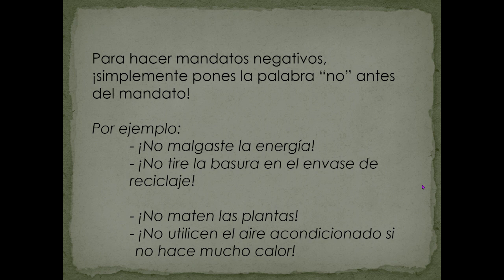Para formar mandatos negativos, simplemente pones la palabra no antes del mandato. So you just put the word no in front of the command to make it negative. So, por ejemplo, no malgaste la energía, don't waste energy. No tire la basura en el envase de reciclaje, don't throw trash in the recycling bin. Those are both formal commands. For our two plural commands that are negative, no maten las plantas, don't kill the plants. No utilicen el aire acondicionado si no hace mucho calor. Don't use the air conditioning if it's not very hot.